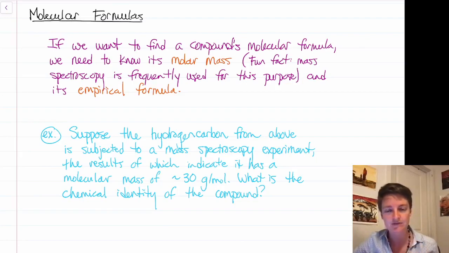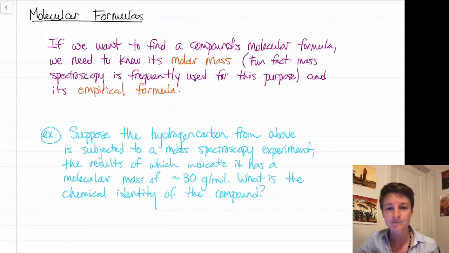And that key piece of information that we need is to know the compound's molar mass or molecular mass. And we need to figure out its empirical formula. So all the work we did in determining empirical formulas is really useful. We just now need to know how to take into account a little bit of extra information to figure out the molecular formula.